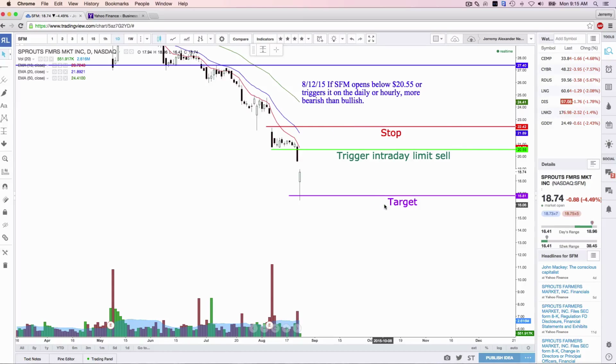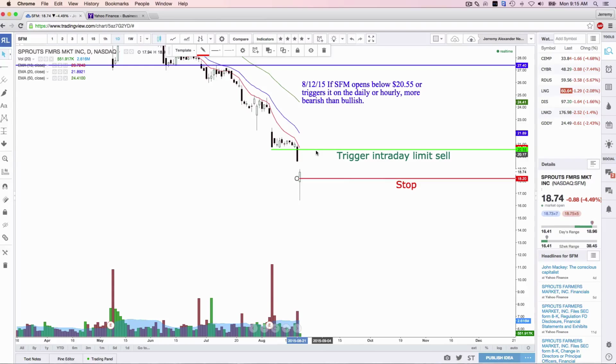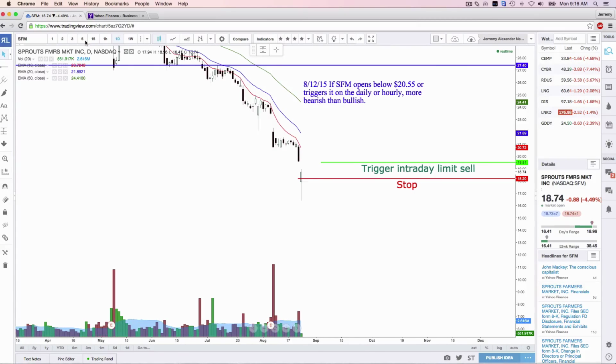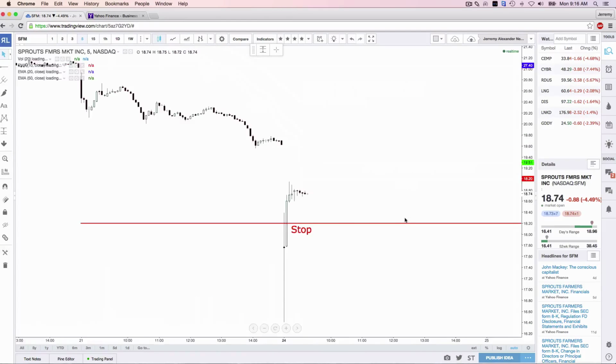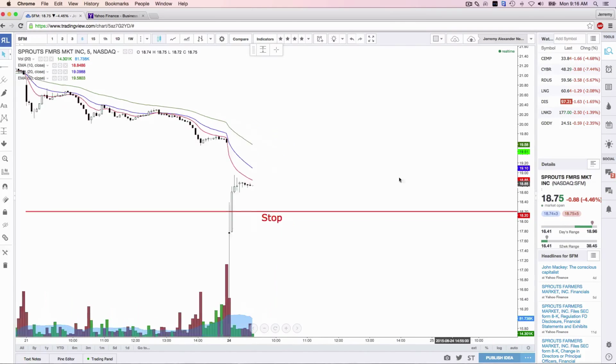Bullish. So let me go on to Sprouts Farmers Market. This is a swing trade that has already played out to its entirety in 2 days, which is kind of radical. Pretty cool. So let me come in here to the 5-minute chart on Sprouts Farmers Market.